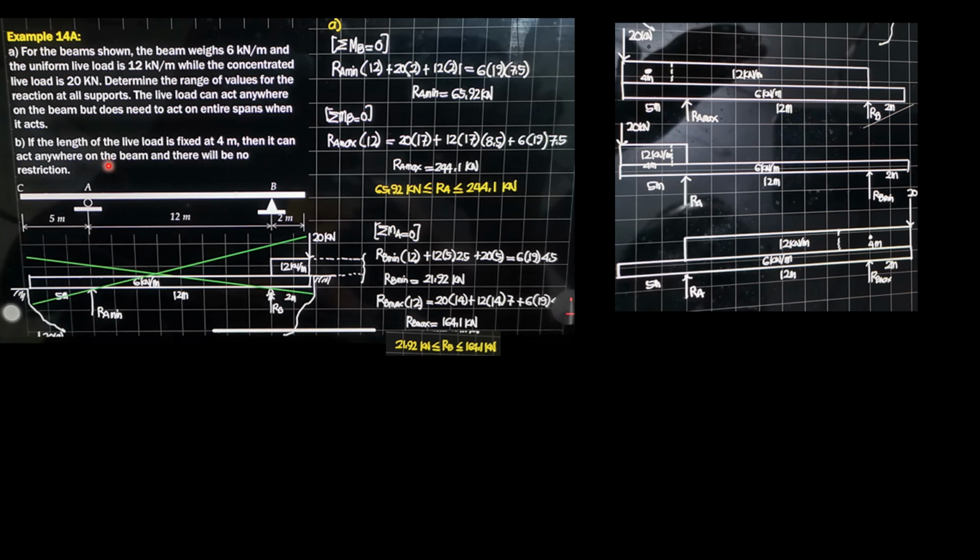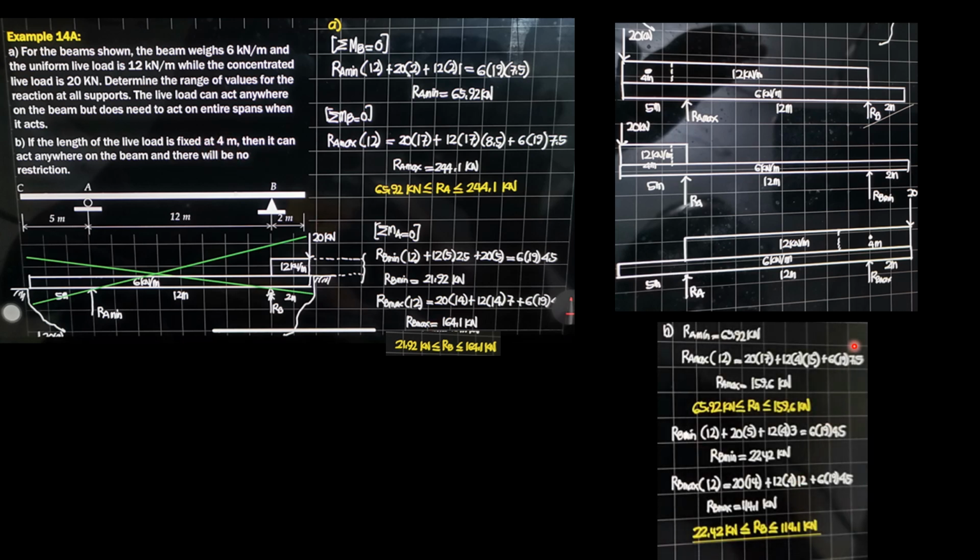Then for part B, what if the length of the live load is fixed at 4 meters? So it can act anywhere on the beam and there will be no restriction. So we use the same principle that to minimize the reaction or the function, we should put the uniform load to the portion where it is mostly negative, and the concentrated load on the maximum negative ordinate also, as long as it is still following that condition.